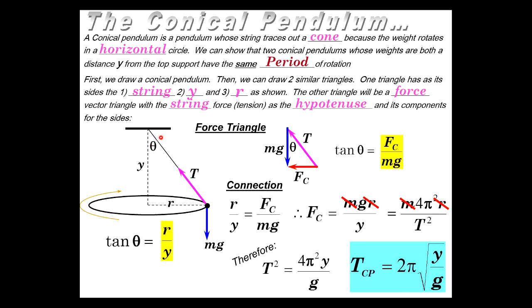But the point is, if you have a short string, or this string that you see here, and rotate it in this circle, if the string is longer, you could spin it faster, and the whole horizontal circle would rise up, and it would be moving around faster, but the height would be the same. As long as the height is the same, this y, then the periods are going to be the same as well.